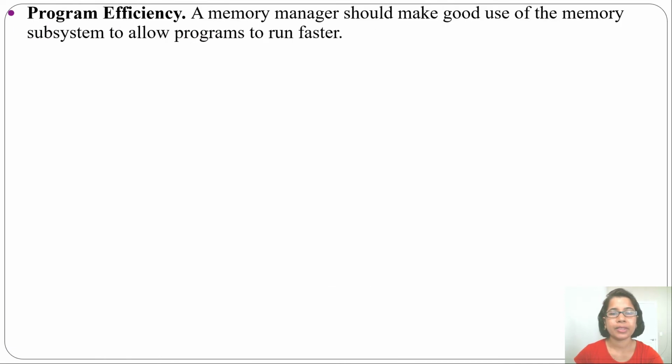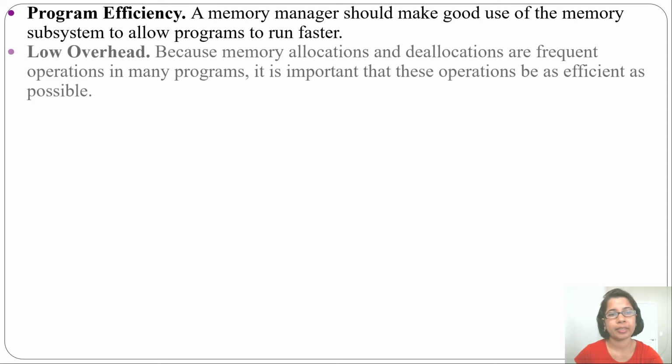Next, program efficiency. A memory manager should make good use of the memory subsystem to allow programs to run faster. It means deciding which data should be in memory so that it can run faster, when to allocate, when to deallocate, all these things will be done by the memory manager.